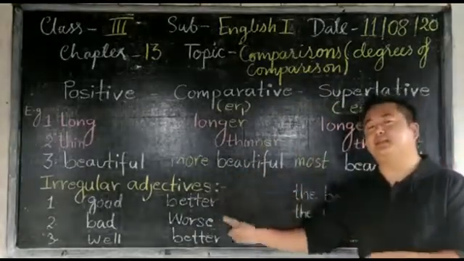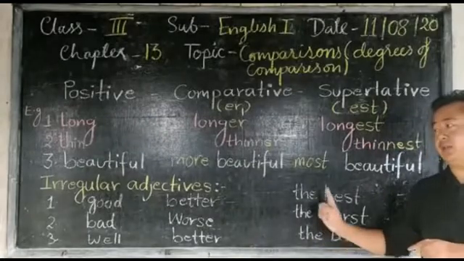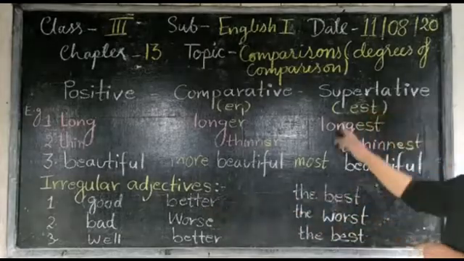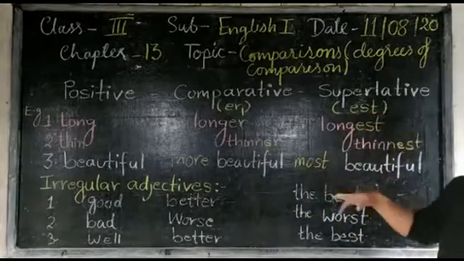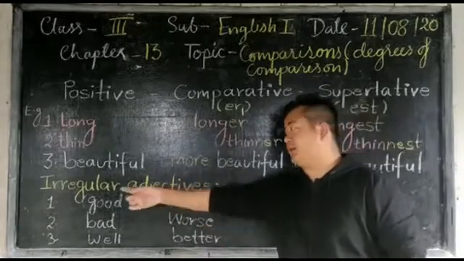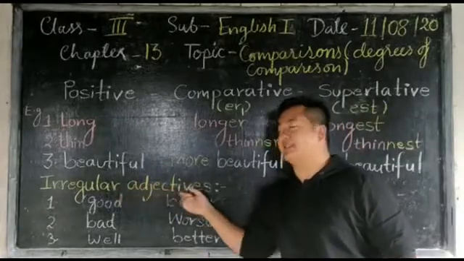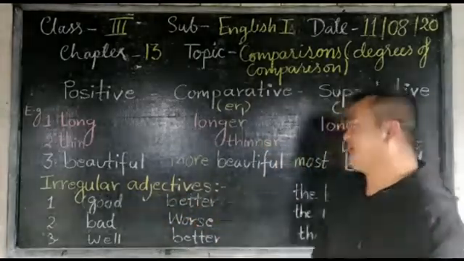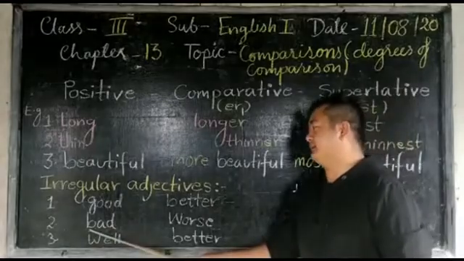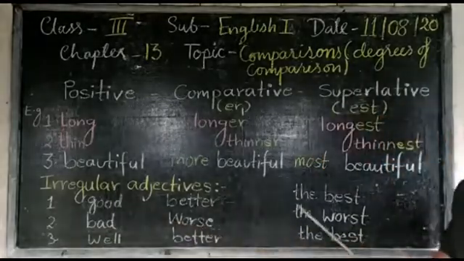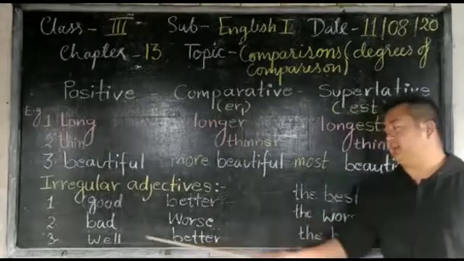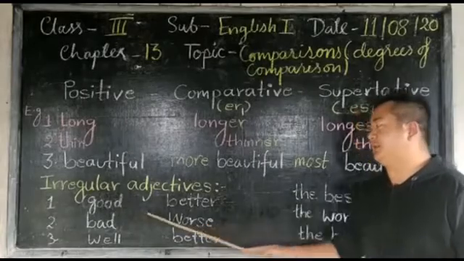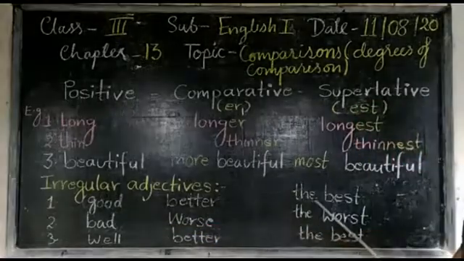Good, better, best. Here we have not added er or est, so it takes a different form. That's why we named it an irregular adjective. Good, better, the best. And the next is bad, worse, the worst. Here we cannot say good, better, or the bestest.